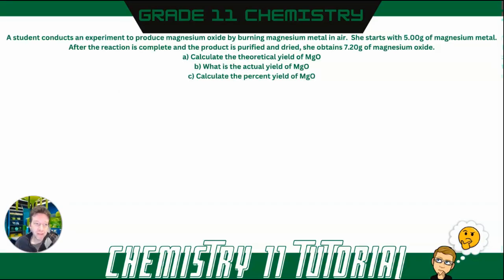So here's the question we have. A student conducts an experiment to produce magnesium oxide by burning magnesium metal in air. She starts with 5 grams of magnesium metal. After the reaction is complete and the product is purified and dried, she obtains 7.2 grams of magnesium oxide. So part A, calculate the theoretical yield of magnesium oxide.